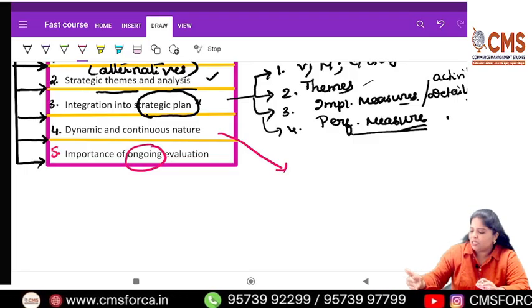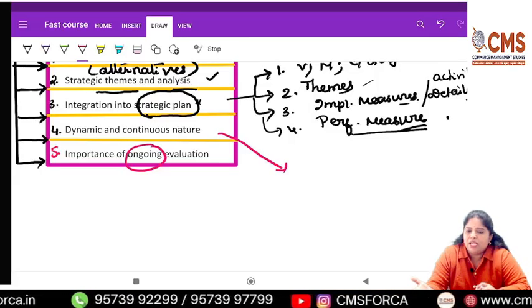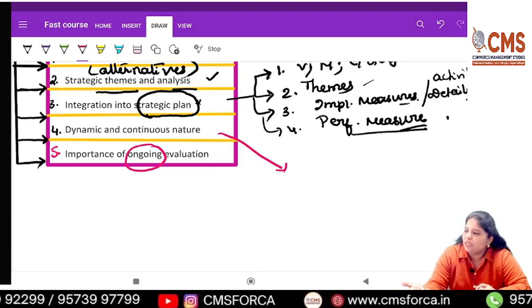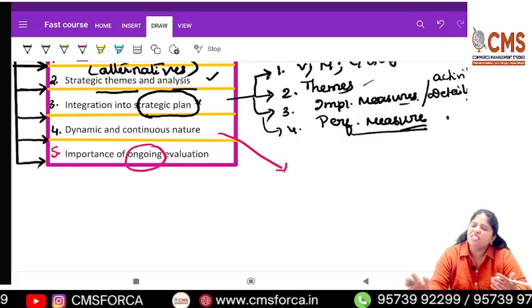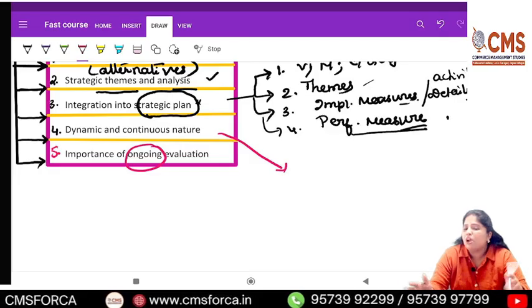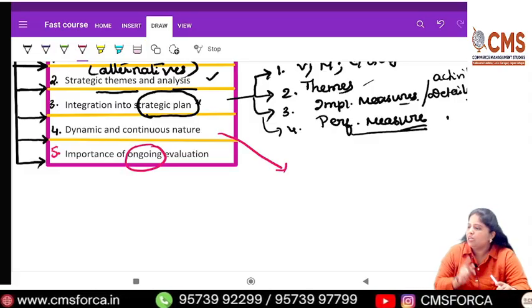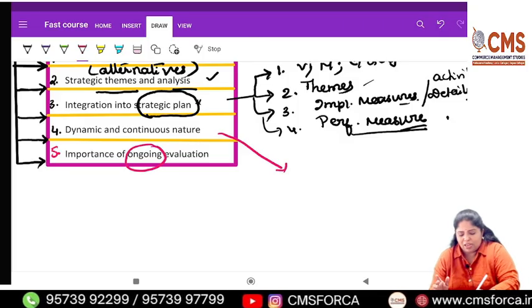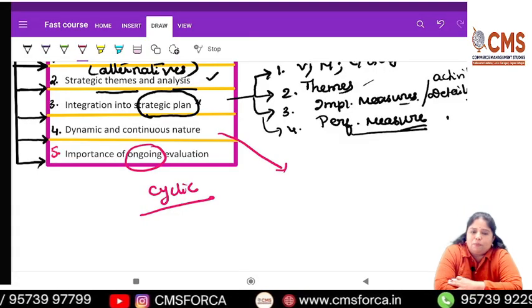As long as the organization exists, you keep making strategies. With the external environment dependency, you are seeing that the environment keeps on changing. Accordingly, you keep changing your strategies. As in when you are making new strategies or modifying your existing strategies, you require the strategic management process. Formulation is required, implementation is required, evaluation is required, and it goes as a cyclic process.